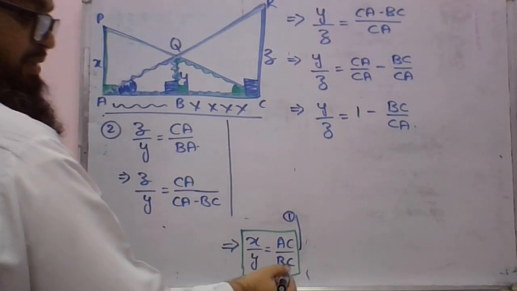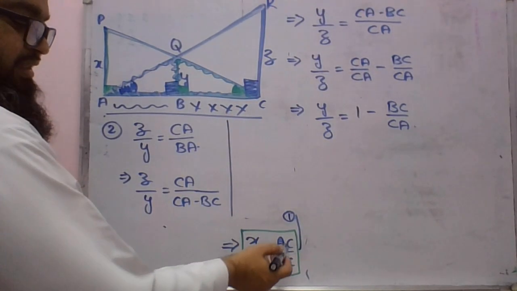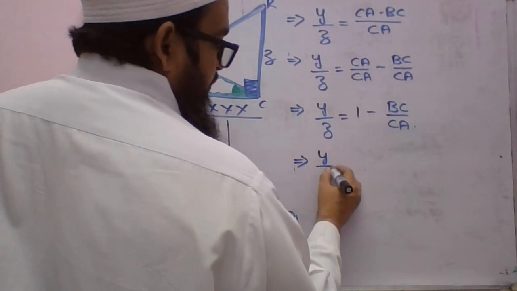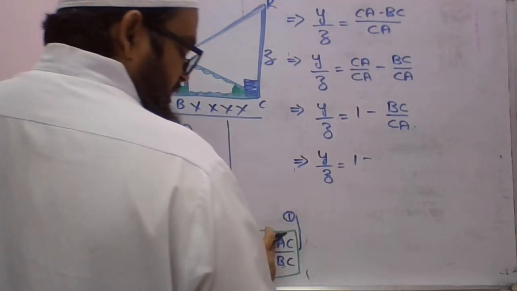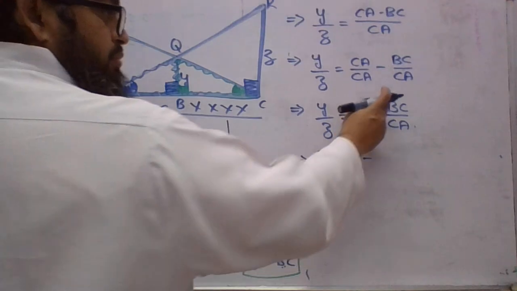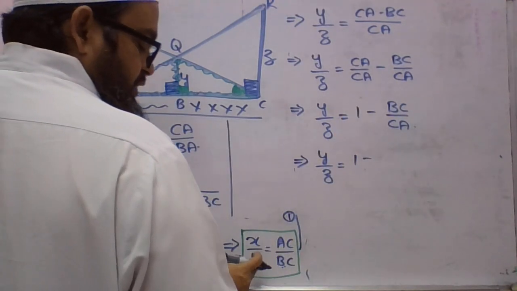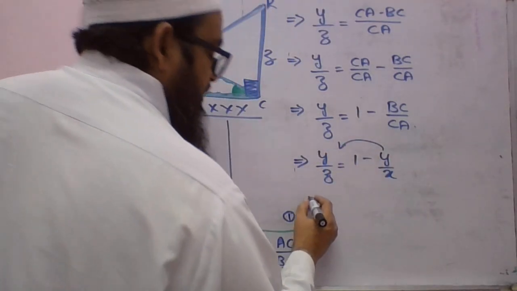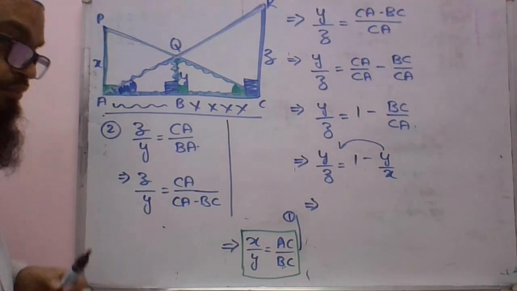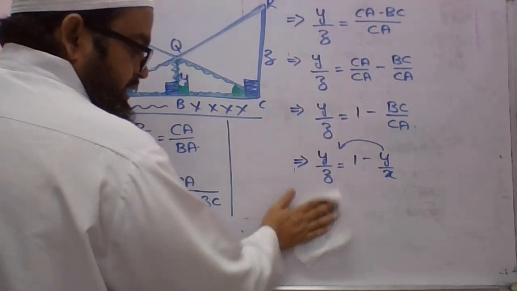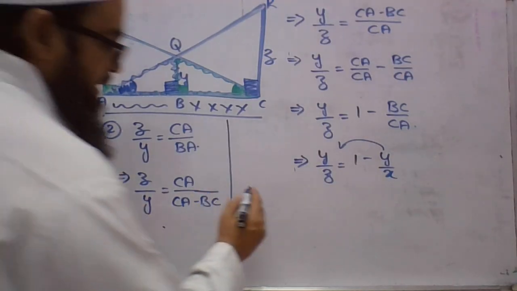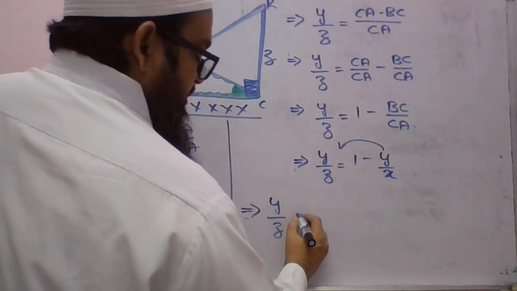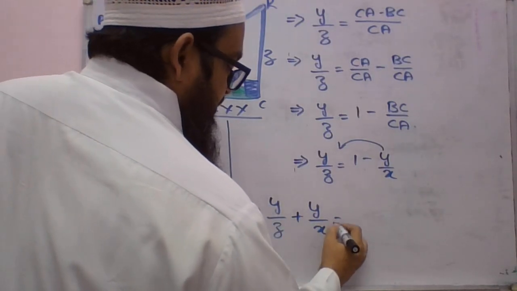And what is BC by CA? Here BC by CA is equal to Y by X, right? It is the reciprocal of it. Y by Z is equal to 1 minus BC by CA, and BC by CA is equal to Y by X. Now transpose this to the other side. What will happen? Let me check now. That implies Y by Z plus Y by X is equal to 1.